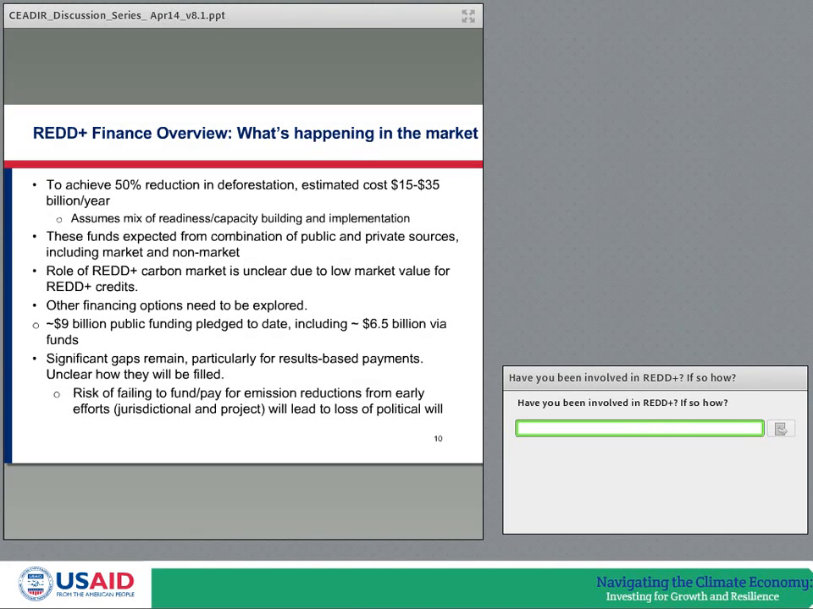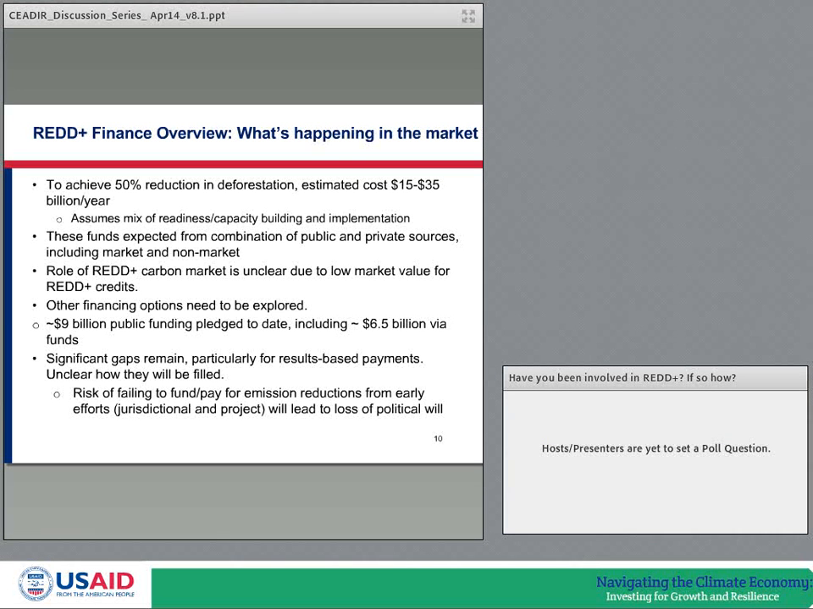And the question that everybody asks is, well, where is this money going to come from? If you look at the UNFCCC negotiations, you'll see there's a reference to it coming from a mix of different sources, public and private, including market and non-market. There have been a lot of negotiations around what is meant by market, what's meant by non-market, and how they work together, and those negotiations are still ongoing.